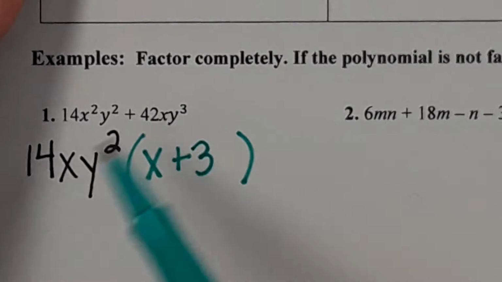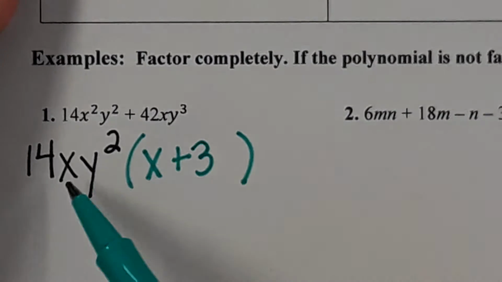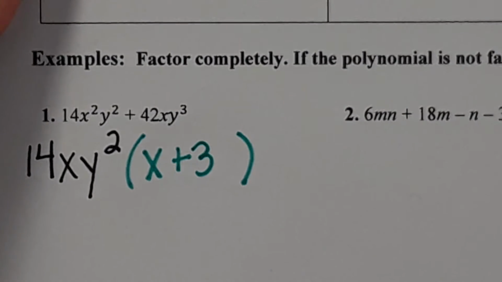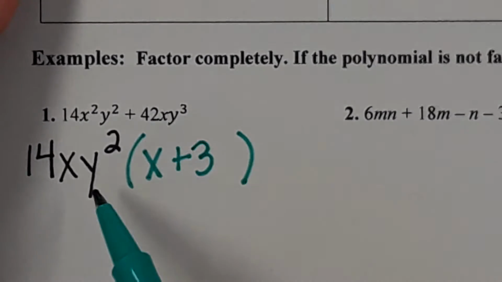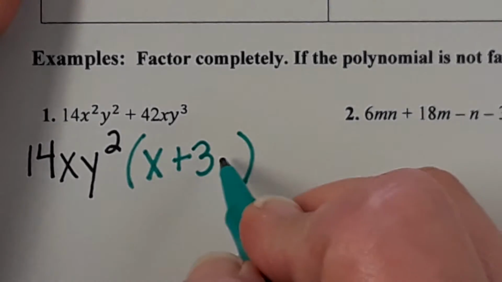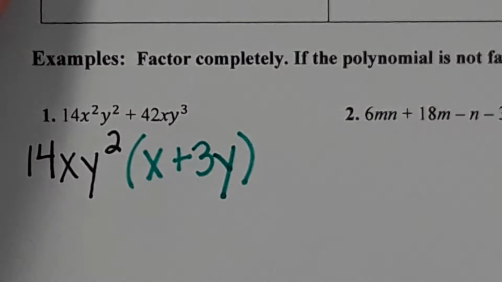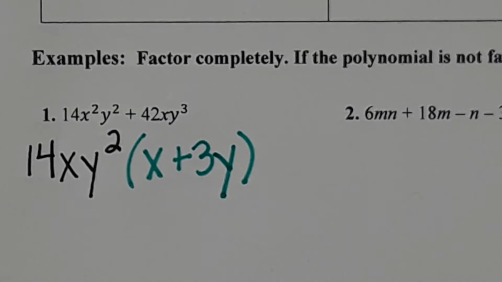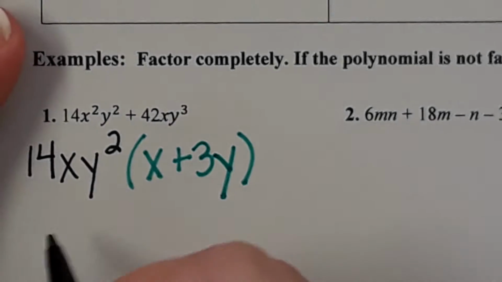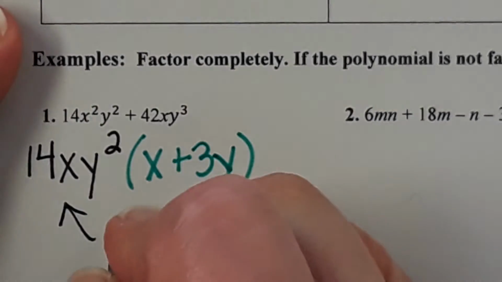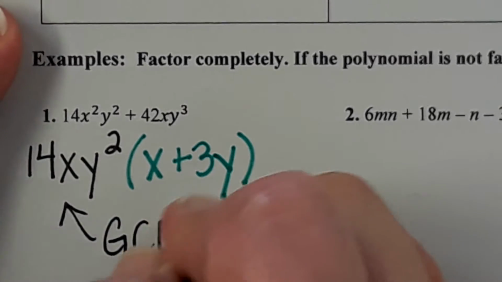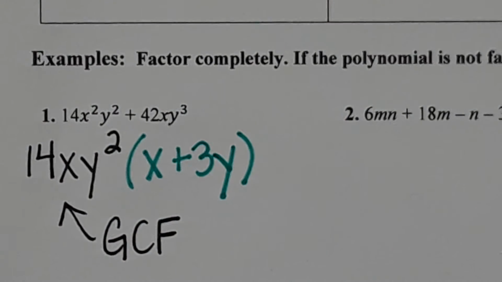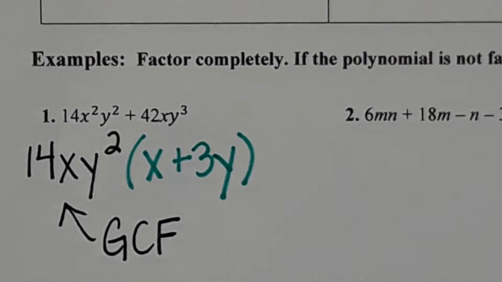Okay, so 42 divided by 14 is 3. x divided by x is 1. y to the third divided by y squared is y. There's no squareds. They have nothing in common. So this is your answer, and this is what we call the GCF. The whole thing? No, just 14xy squared is the GCF.